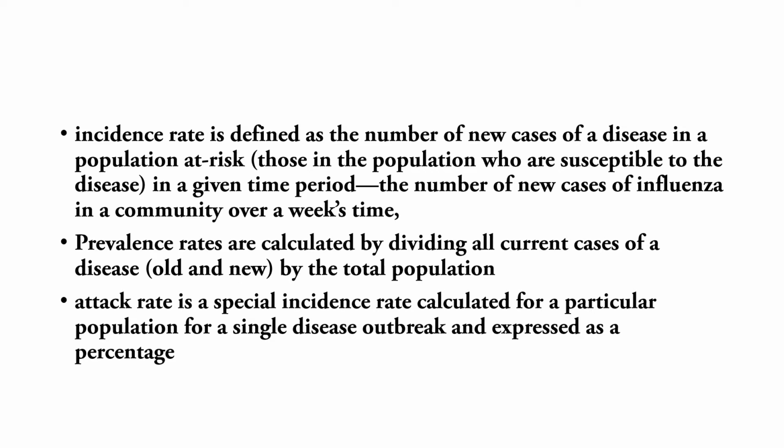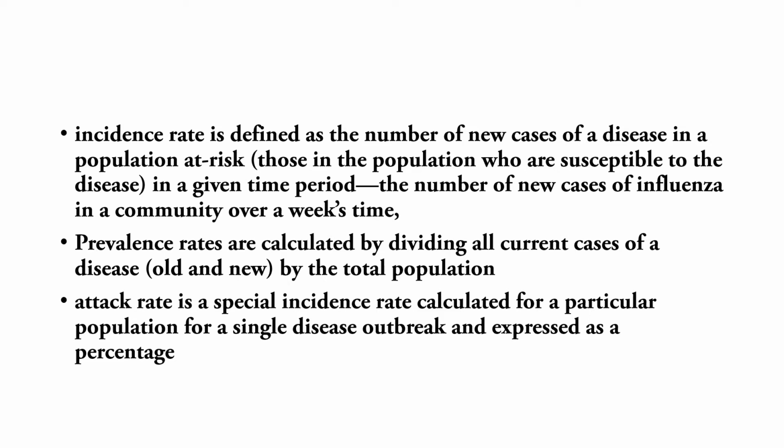Some examples of rates that we have is number one, incidence rate. So the definition is it is the number of new cases of a disease in a population at risk. So that means these are the population who are susceptible to a particular disease in a given time period. For example, the number of new cases of influenza in a community for a week. So that is incidence. So take note the word incidence rate only covers new cases. Prevalence rates are, on the other hand, calculated by dividing all current cases of a disease. So that includes the old cases and the new cases by the total population.